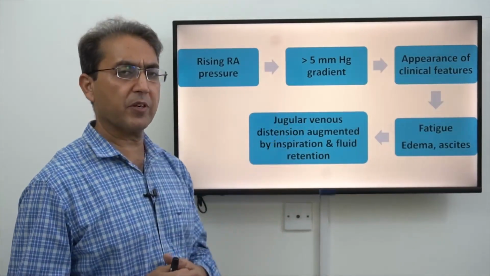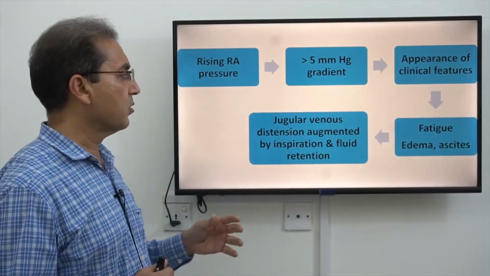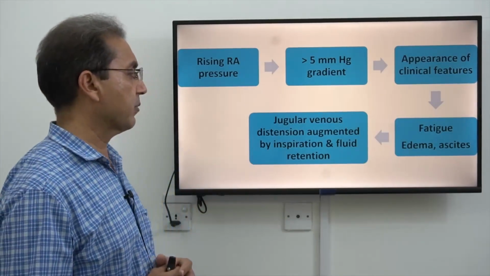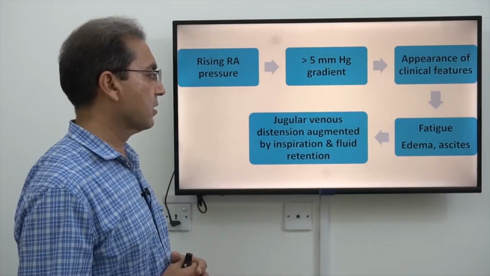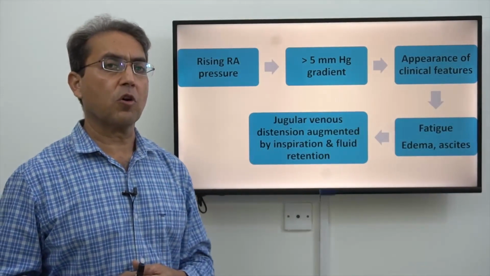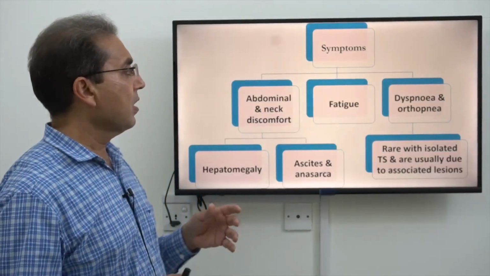Symptoms may be that the patient may have fatigue, the patient may have edema, there may be ascites, and you see the jugular distension also starts at the same time, and this jugular distension is augmented by inspiration and salt and fluid retention by the patient. Now, what are the symptoms?